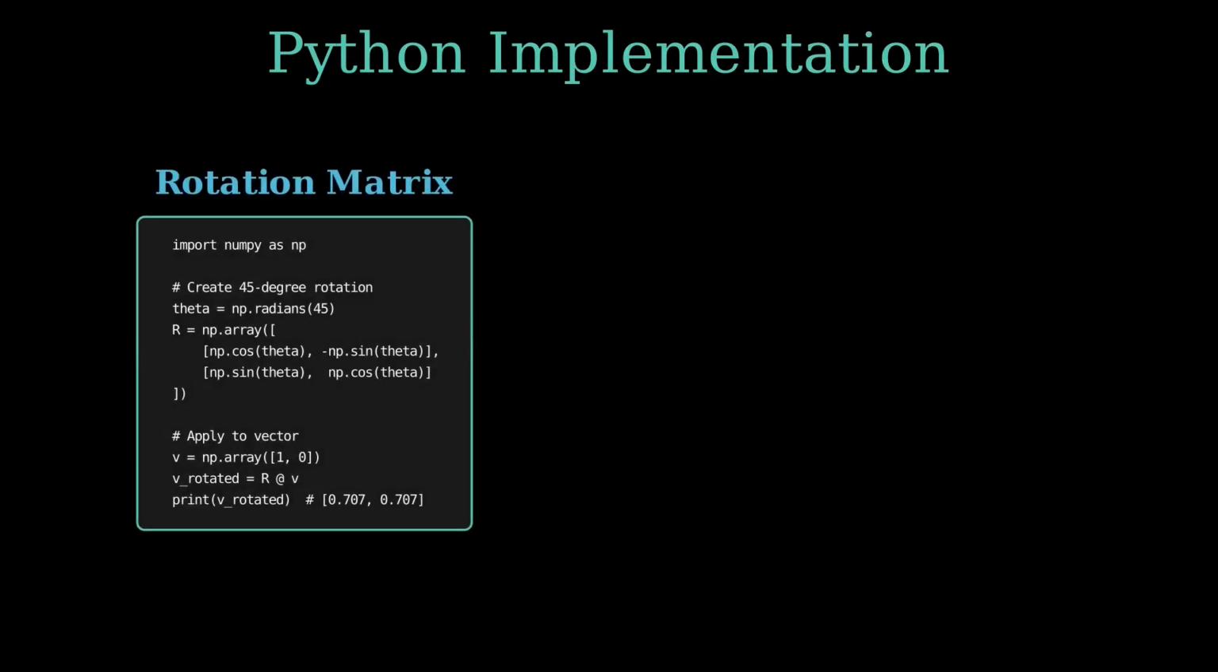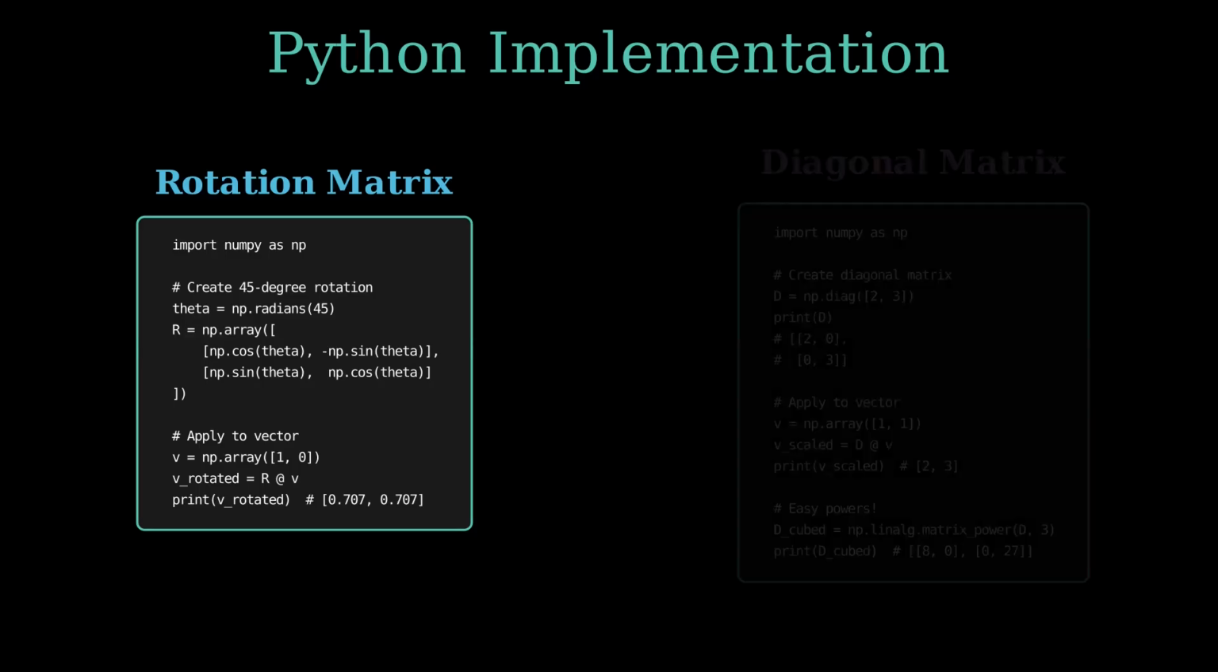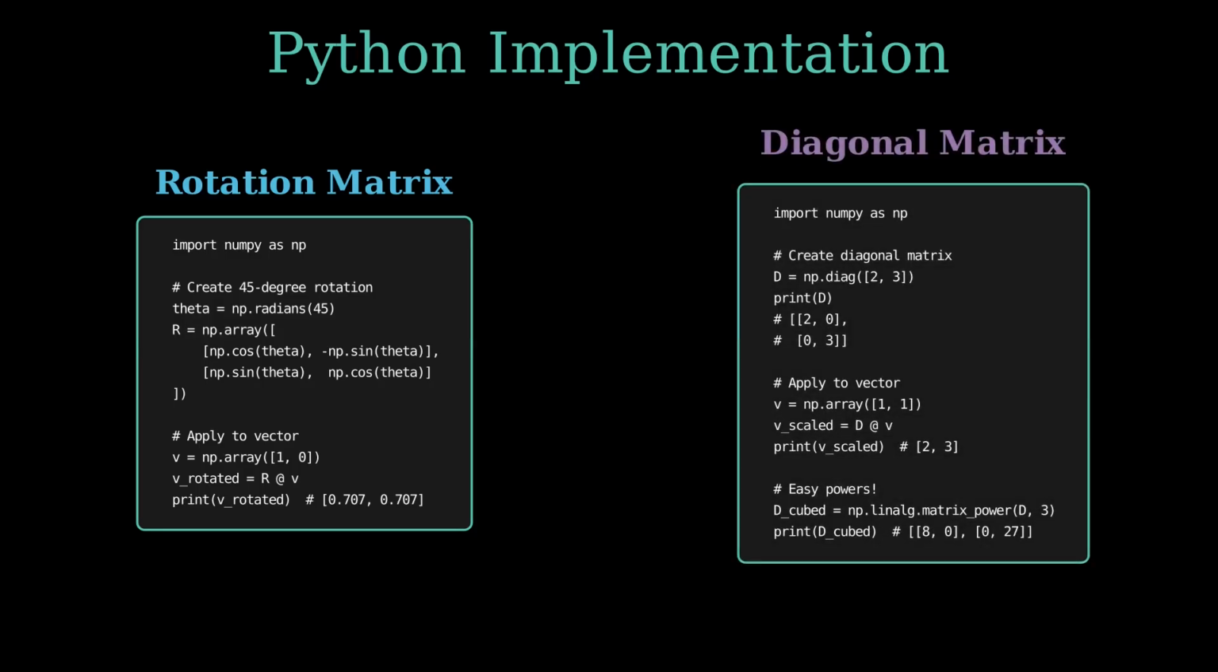Now let's see how to implement these in Python using NumPy. Here's how to create and apply a rotation matrix. Import NumPy, define the angle, and build the rotation matrix. And here's diagonal matrix code. Much simpler. Just create a diagonal with your scale factors.